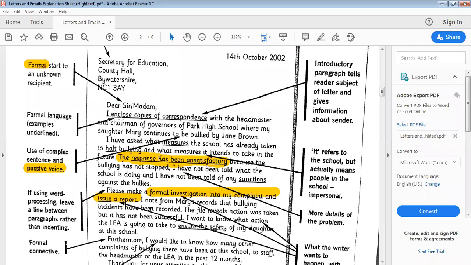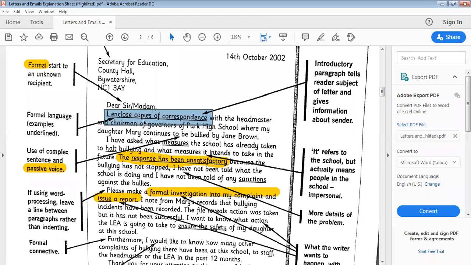Okay? What comes after that is the first paragraph. This is where you tell me the reason for writing the letter. You have to go straight to the point. Don't write a lot of meaningless things. You have to introduce the subject of the letter and give information immediately. Here, this part, I enclose copies of correspondence. Now, this is a very, very good example of formal language. As we said, this is a formal letter. So as we go on, we're going to find examples of formal language.